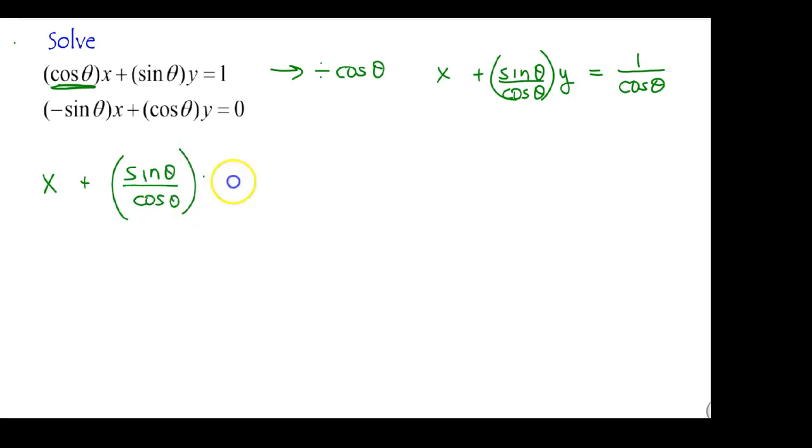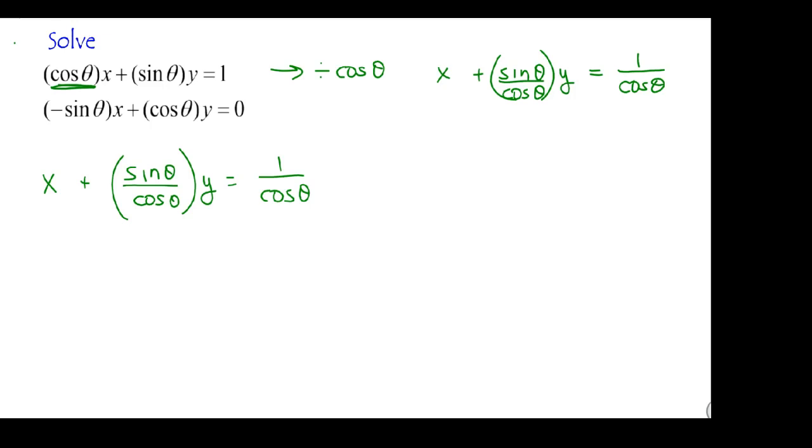Incidentally, you may want to change sine over cosine to tangent and 1 over cosine to secant. I found it easier just to stick with sines and cosines, but that's certainly your choice.